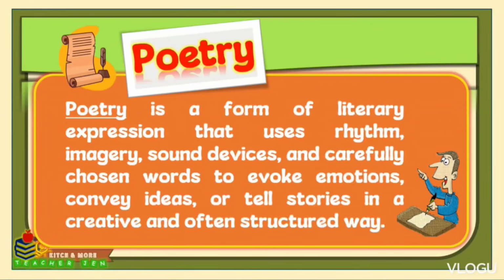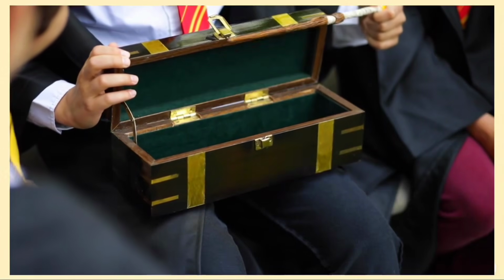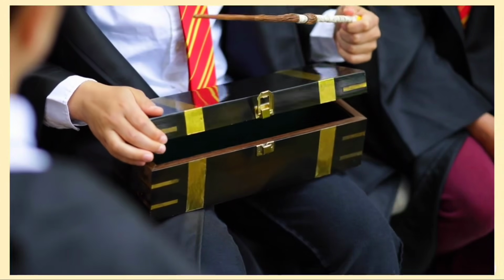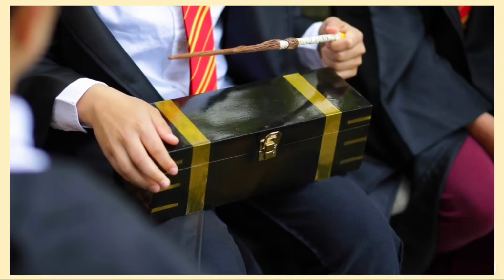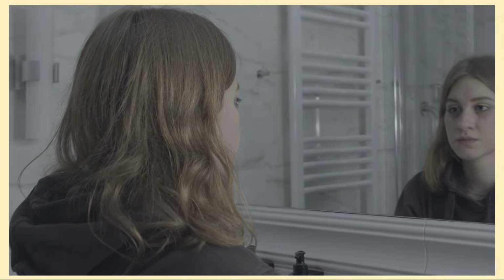We have about poetry. Poetry is a form of literary expression that uses rhythm, imagery, sound devices, and carefully chosen words to evoke emotions, convey ideas, or tell stories in a creative and often structured way. Poetry is like a magic box of words. It's a special way of expressing thoughts, feelings, and stories using rhythm, imagery, and sound that can make us feel everything from joy to sorrow.